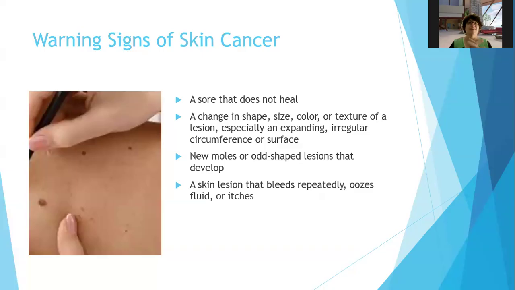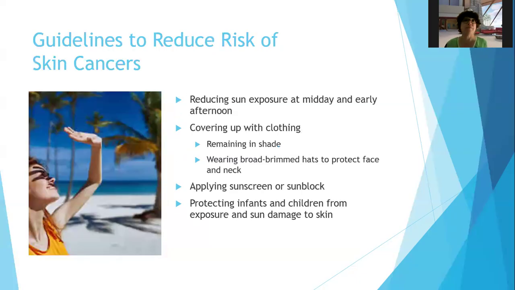That's all we got to know. I don't know if that's all we got to know, but the warning signs of skin cancer can be a sore that doesn't heal, a change in the shape, size, color, or texture of a lesion, like a mole, especially in an expanding irregular circumference or surface. New moles that weren't there before, or odd-shaped lesions that develop, or a skin lesion that bleeds repeatedly, oozes fluid, or itches. So sometimes you'll go to the dermatologist and you'll get an overall skin check. And the idea is they want to get a baseline so they know if you have new moles or if you have lesions that change.